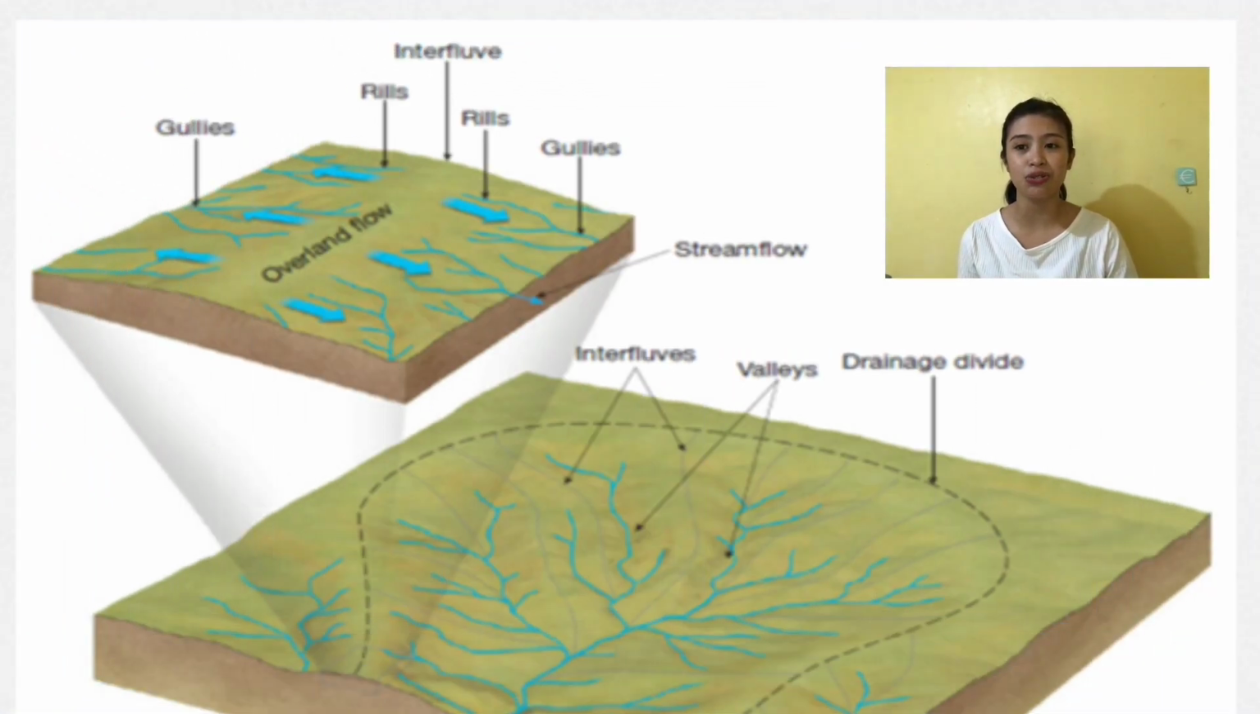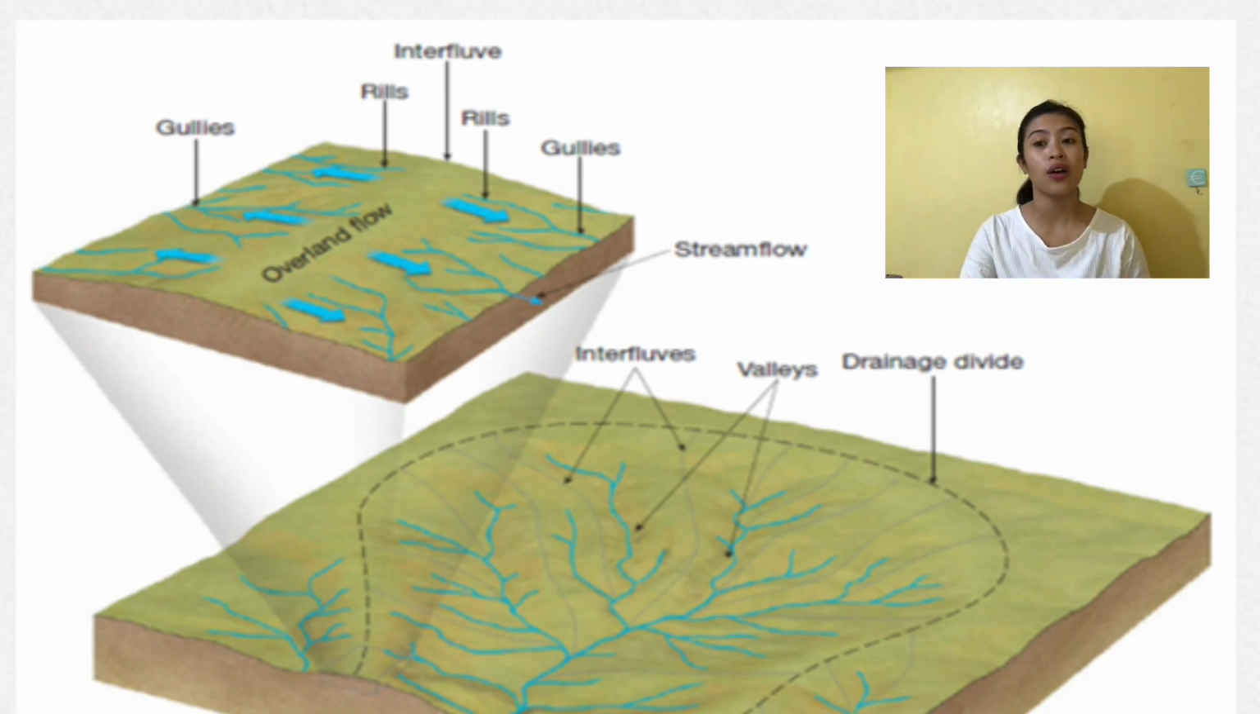We can see in this illustration the interfluves, the high-level part of the land or the elevation, and the blue lines are the water. The interfluves are the upper part of the land and the valleys are the lower part of the land. We can see the drainage divide marked by an imaginary line. Here we can see the gullies, which are made by the stream flow, and the rills flowing down to the gullies. The interfluves are the high part of the land, and the rills begin to go into the stream flow downward to the stream of water.